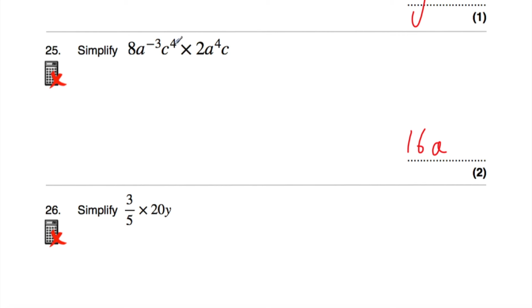And then we've got c to the power of 4 multiplied by c. Well, c is c to the power of 1. And c to the power of 4 multiplied by c, adding the powers, would be c to the power of 5. So the answer is 16a c to the power of 5.